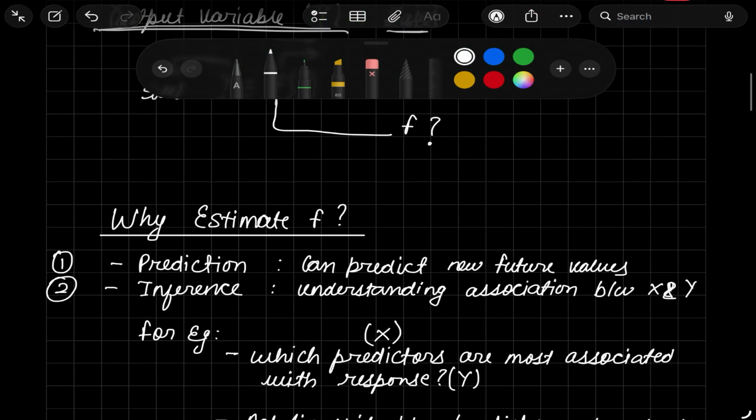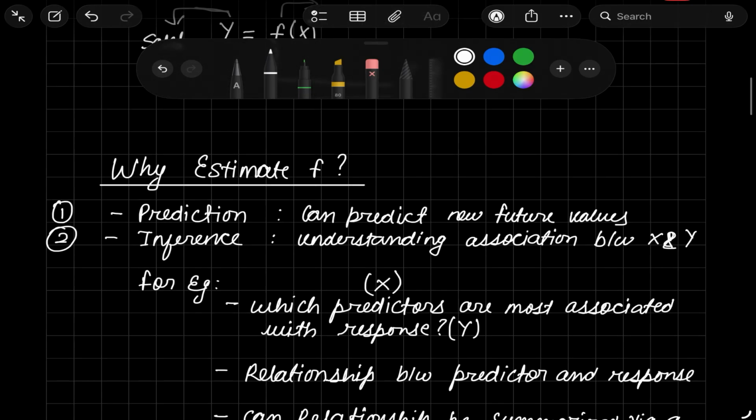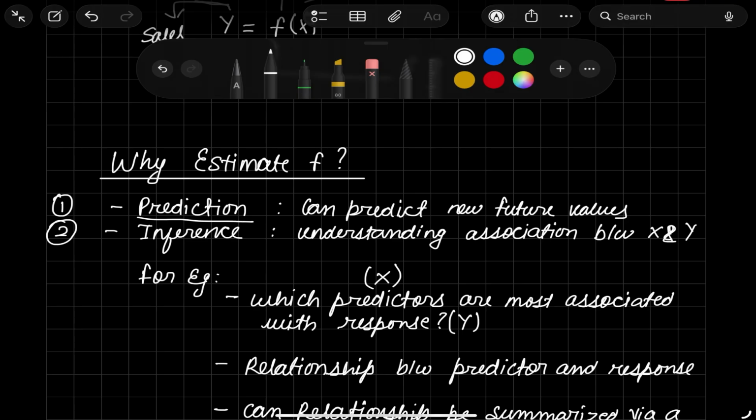So why do we estimate f? For two things: number one is prediction and number two is inference. If we want to make predictions, based on the budget of different media, or using different time periods or subgroups, then if we estimate f, we can definitely make predictions on new data. The customers will increase, their data will be recorded, and we can make more predictions and increase the sales.